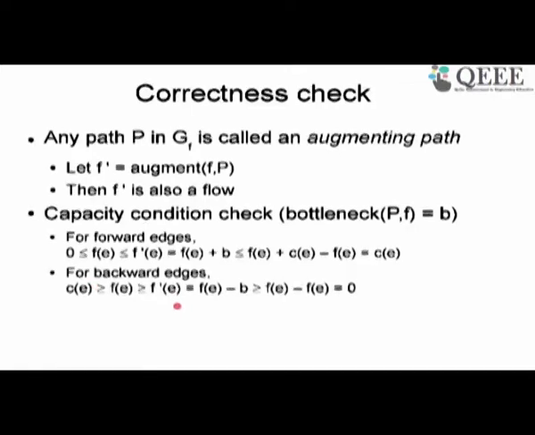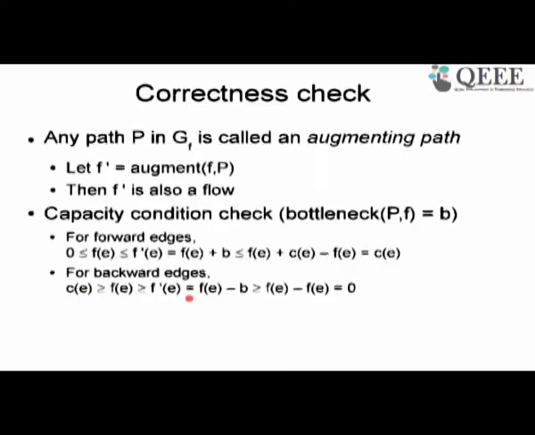Similarly, for backward edges, I must make sure that I am not making the flow negative, because I am undoing, right? When I am undoing, I should not undo so much that the flow becomes negative. I must check that the flow that I am getting is positive. How do I check it? I know basically that F prime E for a backward edge is less than Fe. Why is it? Because I am subtracting B from the flow. Therefore, F prime E is less than Fe, and Fe is less than Ce, so F prime E is also less than Ce. So that part of the capacity condition check is easy. I already started with a flow which is less than the capacity. I reduced it, so it will be less than capacity, no problem.